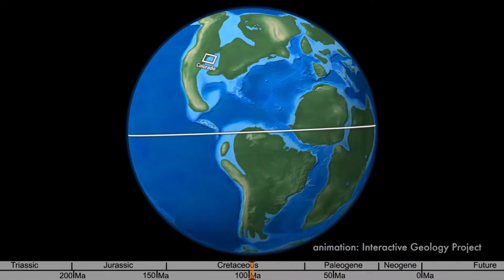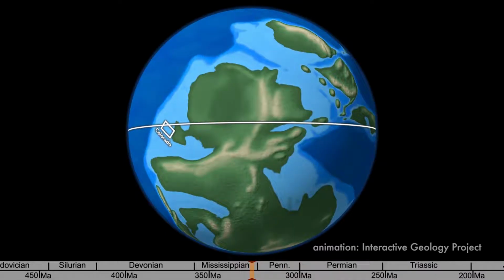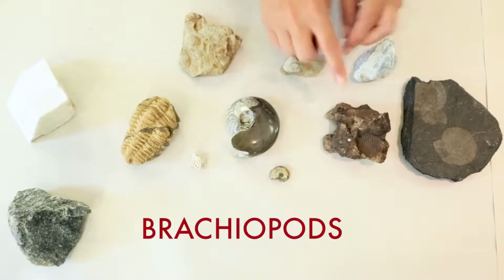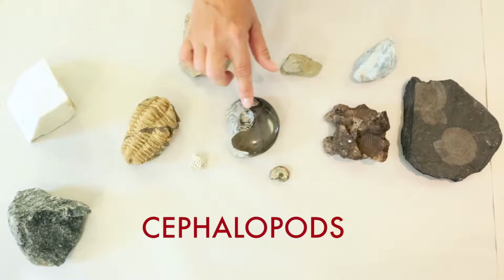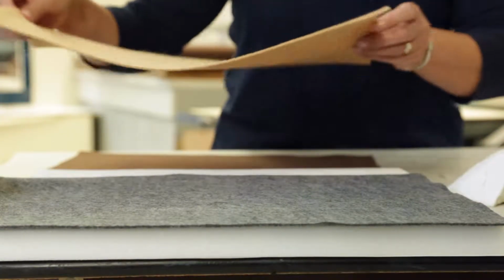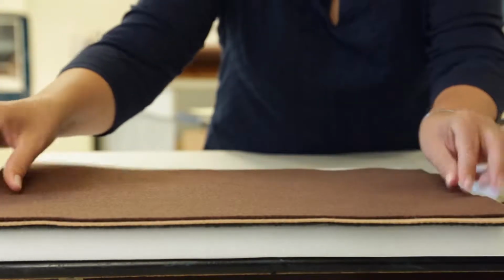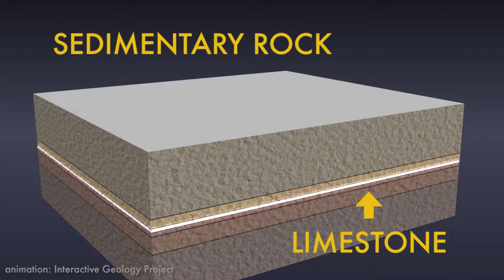We have to go back over 330 million years to when the land that we now call Colorado was much closer to the equator. At that time, Colorado was covered with a warm, shallow sea, inhabited by corals, brachiopods, trilobites, and cephalopods, as seen in these fossils. As these organisms died, their calcium carbonate shells sunk to the seafloor, accumulating in thick layers. Over time, these layers hardened to form limestone, which is a type of sedimentary rock.